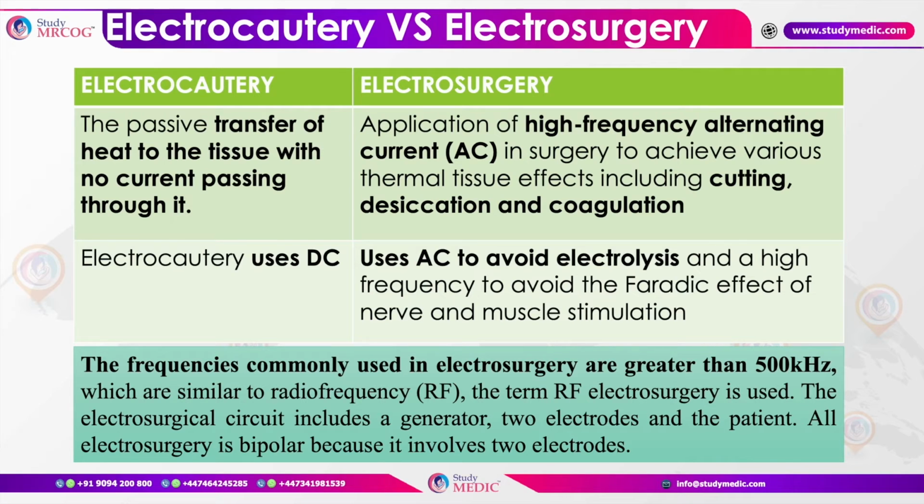And this is again an important exam tested question. The frequencies that are used for electrosurgery are generally greater than 500 kilohertz, which are similar to radio frequency. And the term radio frequency electrosurgery is hence used. The electrosurgical circuit includes a generator, two electrodes, and the patient. And all electrosurgery that we use is bipolar because it involves two electrodes.